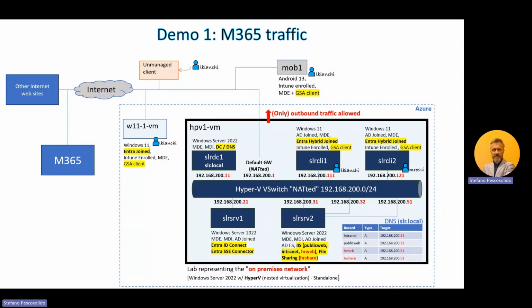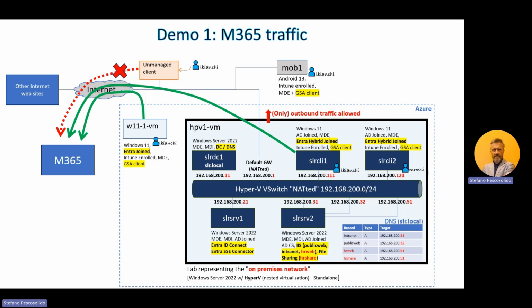The first one is related to Microsoft 365 traffic. What I'm going to show you is how I can connect to Office 365 and specifically to Exchange Online from an Entra Joined machine. Then I will repeat the test from the Entra Hybrid Joined machine. Finally, I'll show you how it's not possible to connect to Exchange Online from an unmanaged client. And I will also show why this happens.